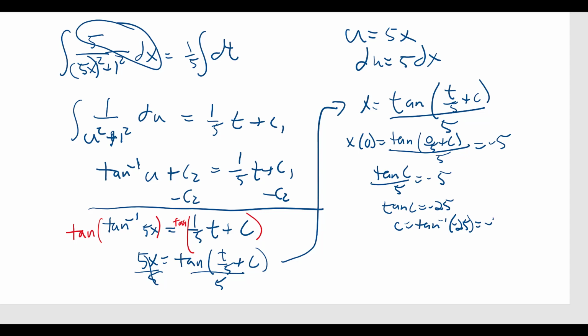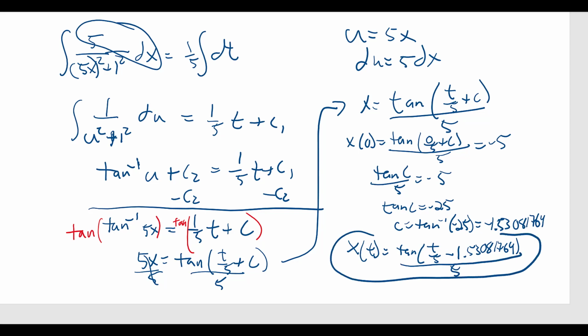You get c to be -1.5308 1764. So your function is going to be x of t equals tangent of (t divided by 5, or 1/5 t, minus 1.53081764), all divided by 5. Okay, hope that makes sense.